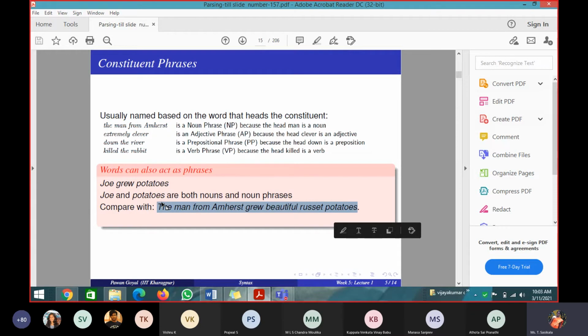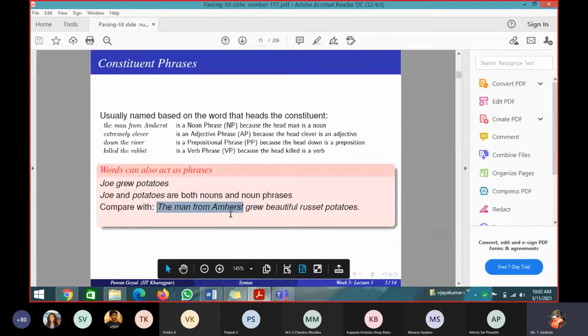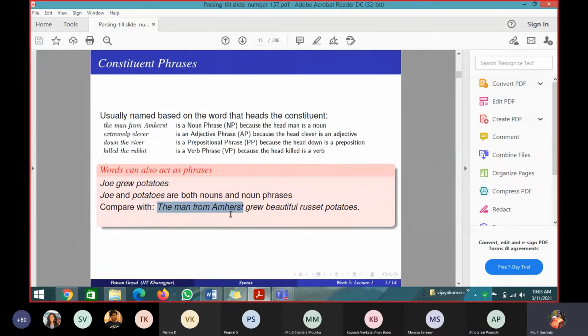So a noun phrase may be a single word like Joe or a group of words like the man from Amherst. Very good. Similarly, the larger the noun phrase, what is it? What is the thing you are coming out with from the previous sentence and this one? The larger the phrase, the more words in a phrase, what will you be getting? So a phrase can be a single word or it can be a group of words. So the larger the number of words in a phrase will give dash.